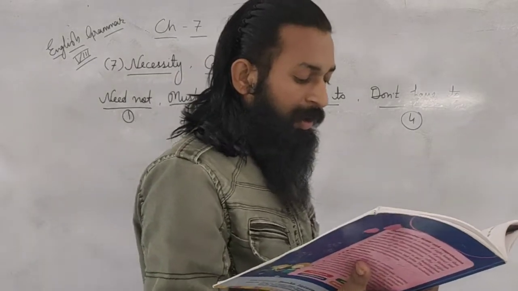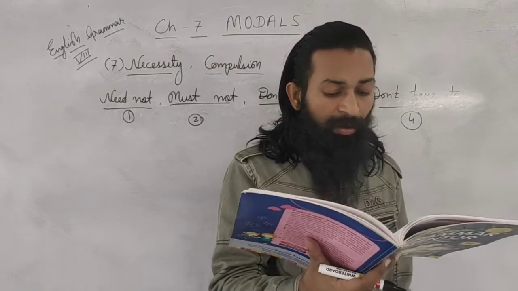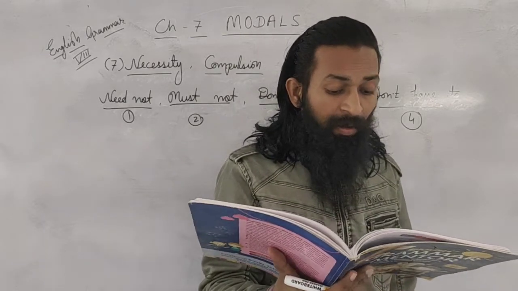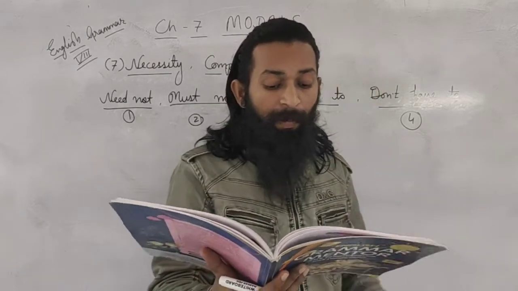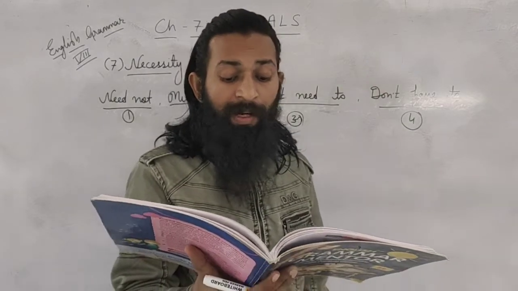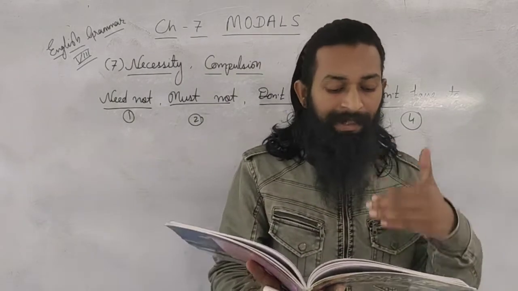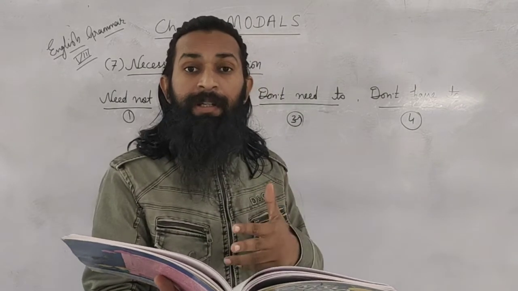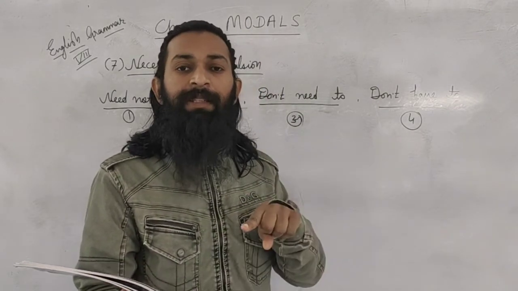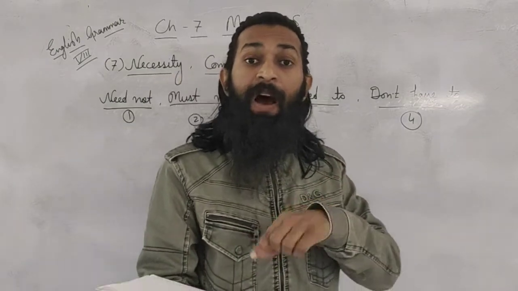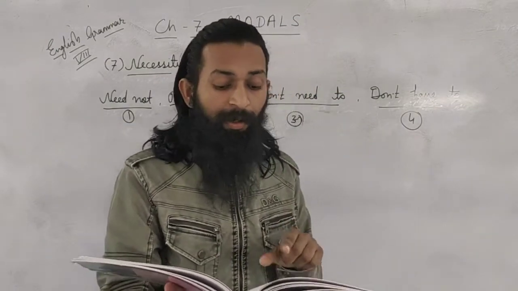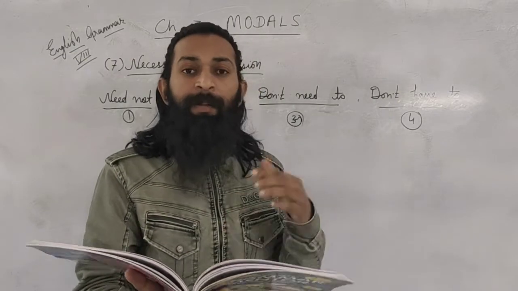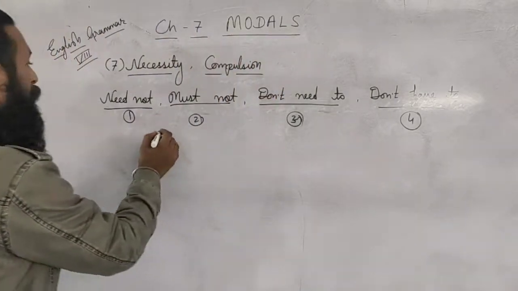We use must not to denote that something should not be done or that it is not a good idea. Like, you must not play with glass, you will hurt yourself. Means in this case, you have to remember that something should not be done. If you do that type of thing, then surely it will be harmful to you. Like that, you must not play with glass. You mustn't play with glass. Must not, in short form, you have to write mustn't.